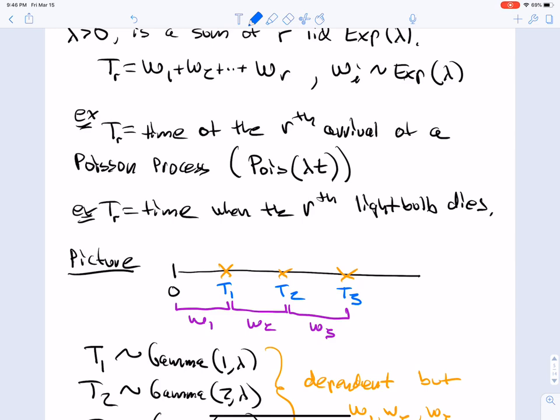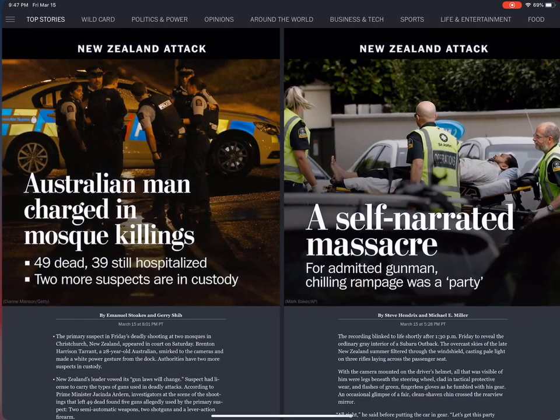So the x's in this picture are the arrivals occurring at time 1, time 2, time 3, and the inter-arrival times are W1, W2, W3. Those are all independent exponentials.